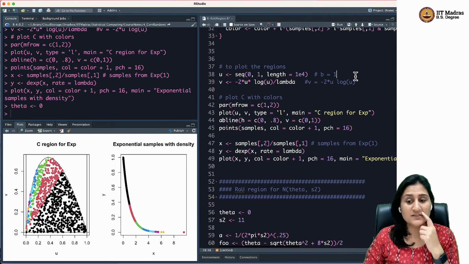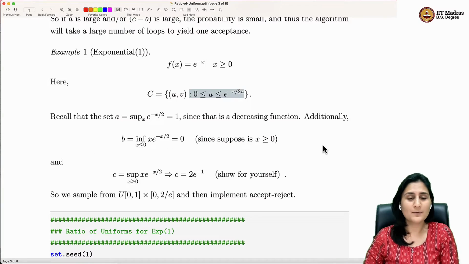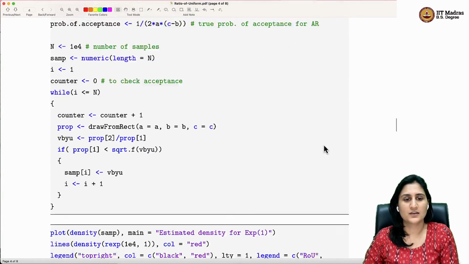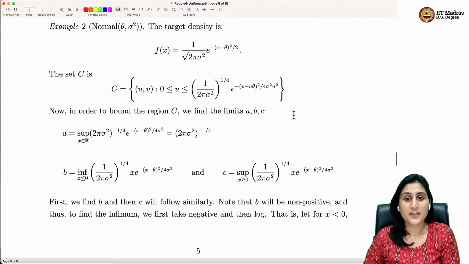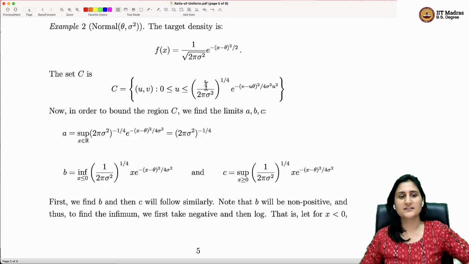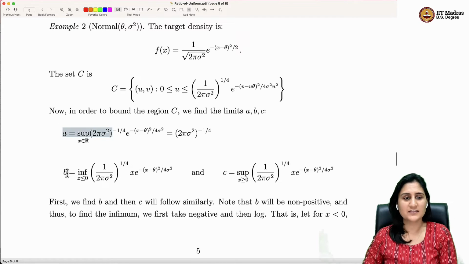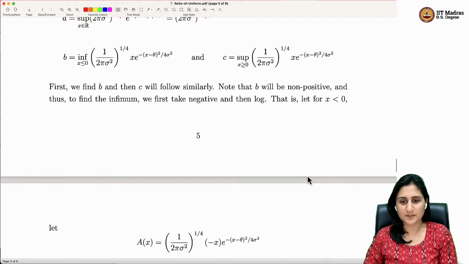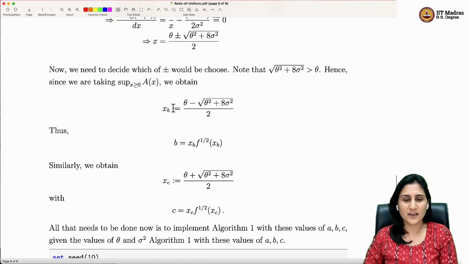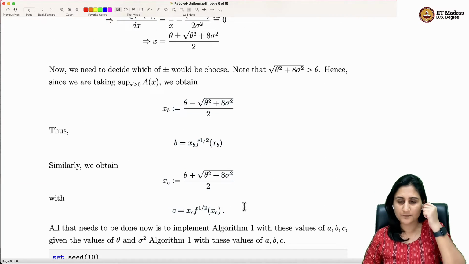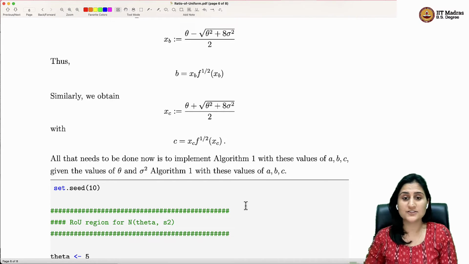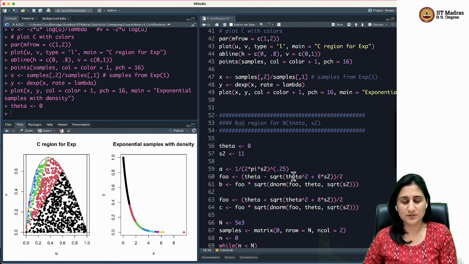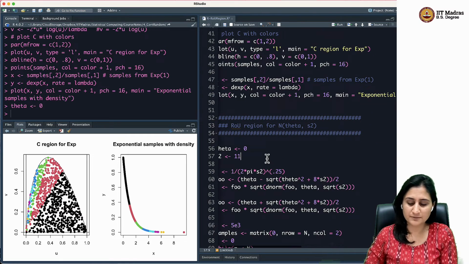Okay, we can do the same thing for the Gaussian case. So if we go back to our notes, just to visualize what this region C looks like, this is what our C function looks like for Gaussian, and we were able to find the enclosing box where this was A, this was B, this was C. We solved for A, B, and C, and we basically got this. Okay? And so we've gone through the code already. I just wanted to help you take a look at the region A, the ratio of uniforms region.